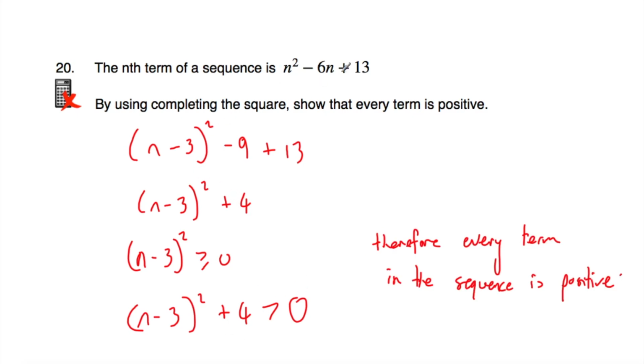So just to recap, we took the nth term, we did completing the square, so we got (n − 3)² + 4. The (n − 3)² part would always have to be bigger than or equal to 0. So therefore, (n − 3)² + 4 would always have to be bigger than 0. So that means that every term in the sequence must be positive. And that's it.